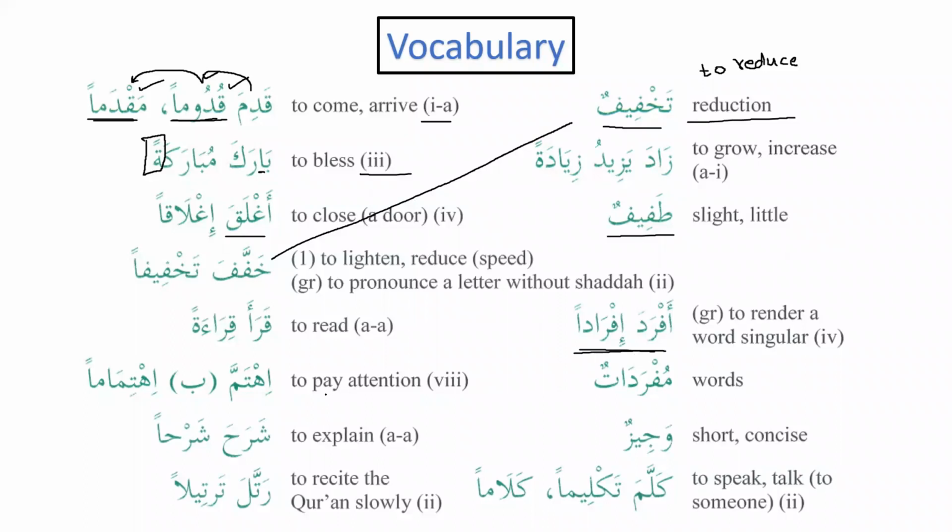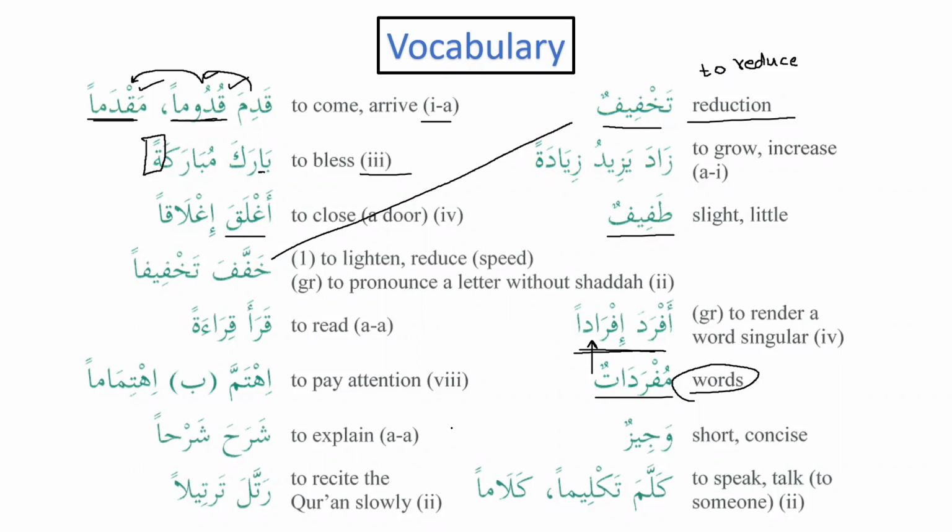Ihtamma yahtamu ihtimaman, to pay attention. Mufradatun, the vocab. So mufradun is one word and mufradatun is used for the words, the vocab. Sharaha yashrahu sharhan, to explain. Sharhan wajizan, and then we have wajiz, short or concise. Rattala yurattilu tartilan, to recite Quran slowly. And we discussed that, inshallah, sometimes we will see what exactly it means, because in different translations you will see different meanings.